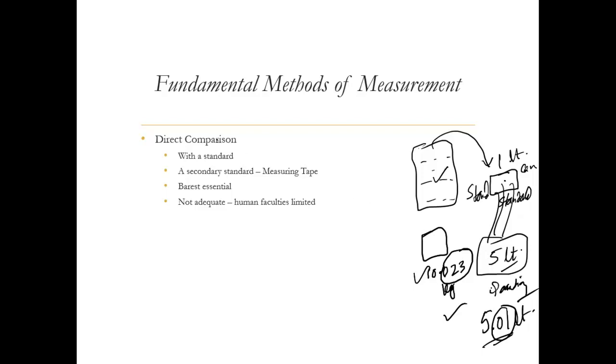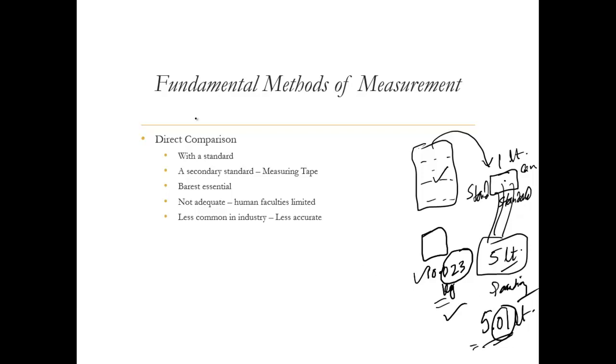Again, in direct comparison, sometimes it's very difficult for humans to use standards like these that are established. In such cases, direct comparison may not work. For example, in the measurement of stresses, or of forces on some objects, human faculties like human hands, fingers, eyes, and ears cannot really measure that quantity. So direct comparison becomes difficult to apply there. This is the least commonly used method in industries because of the limitations of human faculties, and we want to automate.